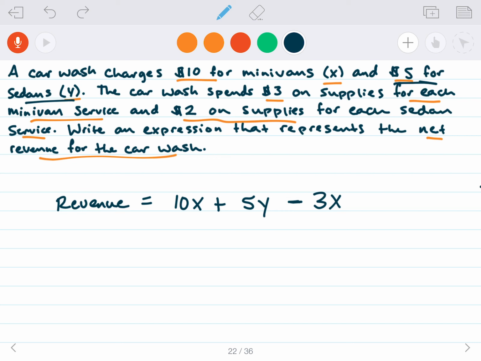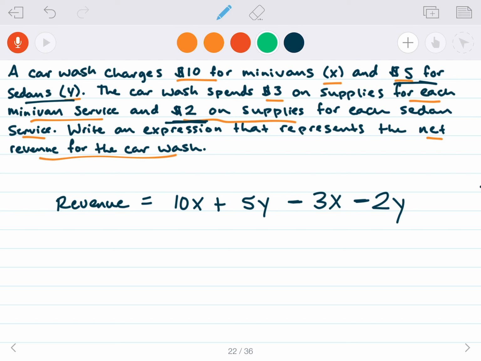The car wash is also going to spend money on supplies for the sedan service. So they're actually going to take away 2 times Y, $2 per every sedan that comes through. So this is how much revenue is going to come in. We have 10x plus 5y minus 3x minus 2y.